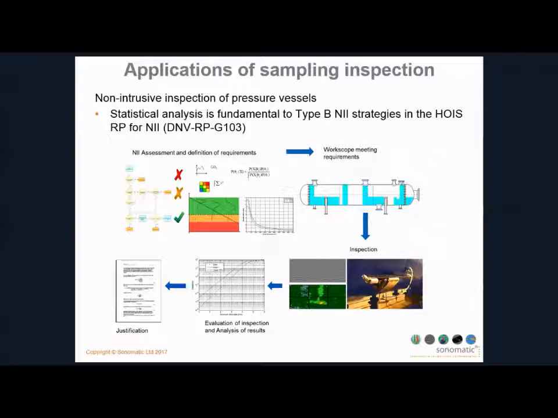So the basic principle there is to use sampling inspection. In other words, your inspection work scopes would typically have less than 100% coverage, and then there's a statistical analysis of those results, which forms part of the justification that the NII has achieved the integrity objectives.